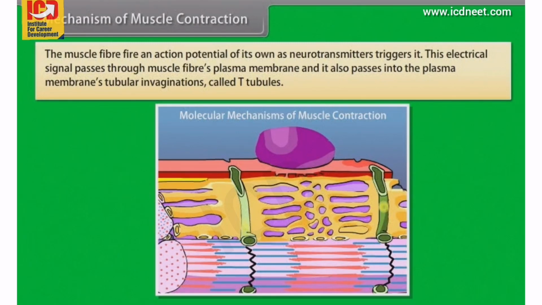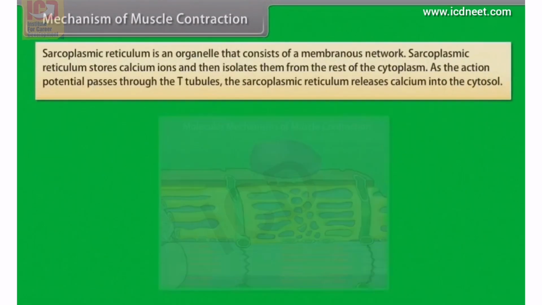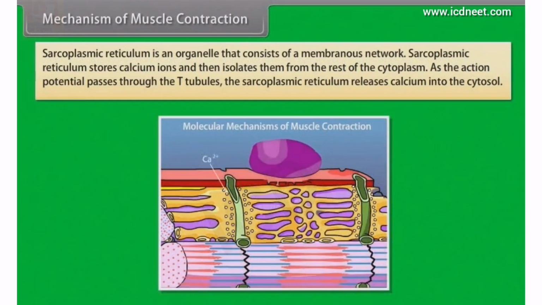This electrical signal passes through muscle fibers, plasma membrane, and it also passes into the plasma membrane's tubular invaginations called T-tubules. Sarcoplasmic reticulum is an organelle that consists of a membranous network. Sarcoplasmic reticulum stores calcium ions and then isolates them from the rest of the cytoplasm. As the action potential passes through the T-tubules, the sarcoplasmic reticulum releases calcium into cytosol.